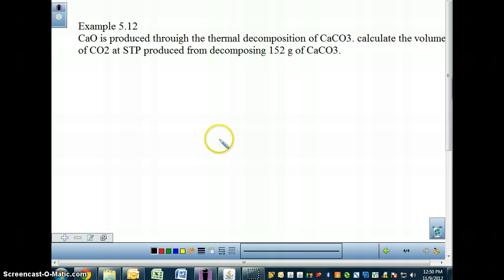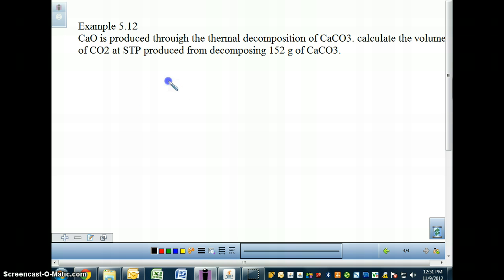The following is an explanation of example 5.12 out of the textbook on page 204. We are told that calcium oxide, or quicklime, is produced by the thermal decomposition of calcium carbonate. We're asked to calculate the volume of carbon dioxide at STP produced from the decomposition of calcium carbonate.